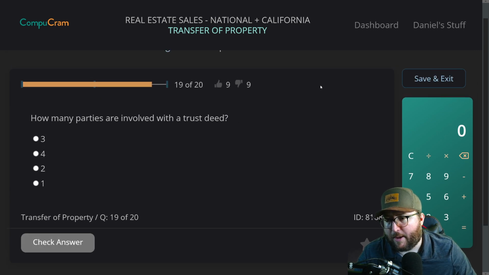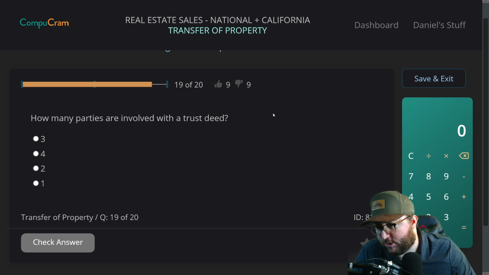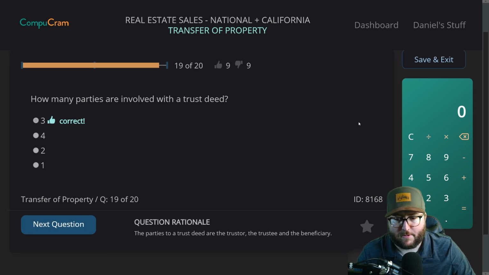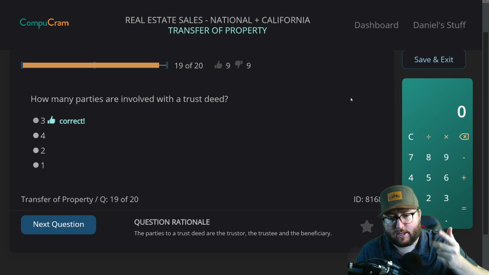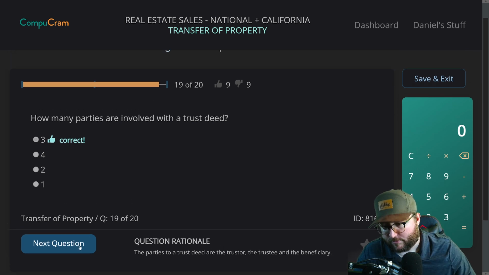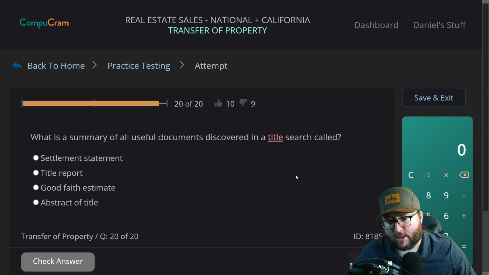Question 19, how many parties are involved with a trust deed? I want to say it's 2 or 3. A trust deed? We're going to go with 2. It seems the obvious answer, so I'm going to go with 3. Correct. The parties to a trust deed are the trustor, the trustee, and the beneficiary. We're doing okay a little bit on the end. Maybe we're getting lucky on some guesses.